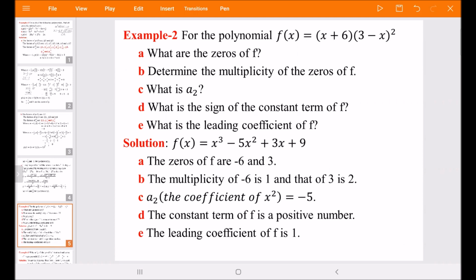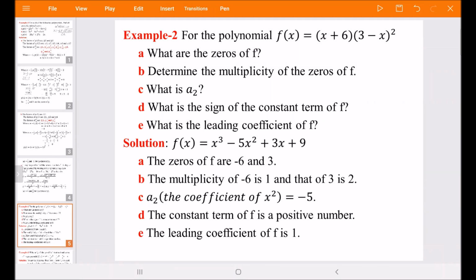Okay, example 2. For the polynomial f of x is equal to x plus 6 times 3 minus x the whole square. What are the zeros of f? Determine the multiplicity of the zeros of f. What is a2, the coefficient of x squared? What is the sign of the constant term of f? What is the leading coefficient of f?